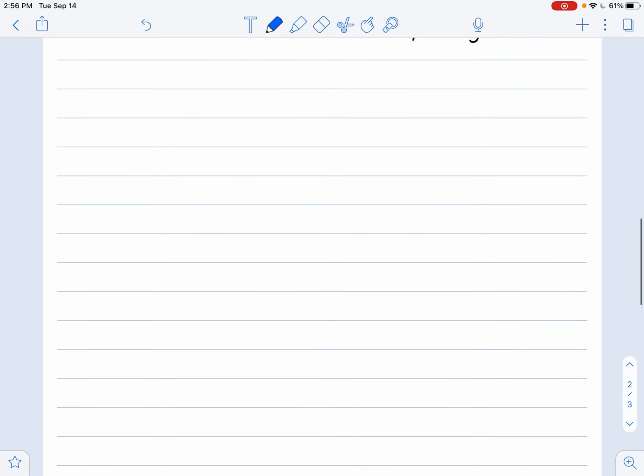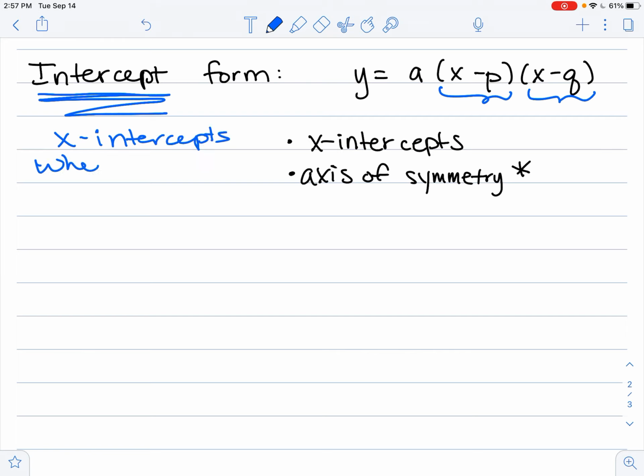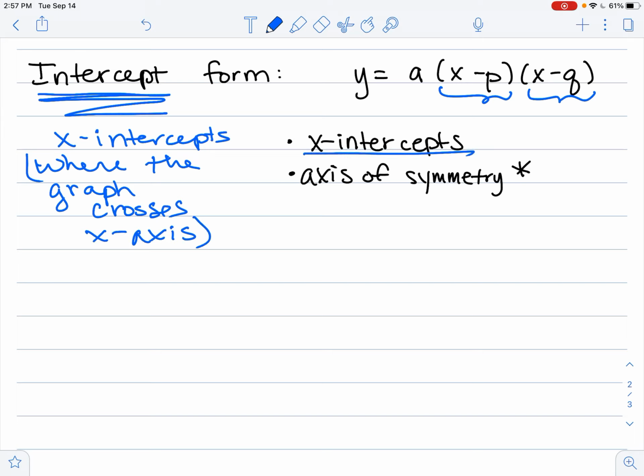All right, let's go to the next page. What if it looks like this? This is what's called intercept form. This looks a lot like factors. Sometimes people call it factored form. From this form, we can find the x-intercepts, where the graph crosses the x-axis. We can also tell that the axis of symmetry is in the center of the values p and q.